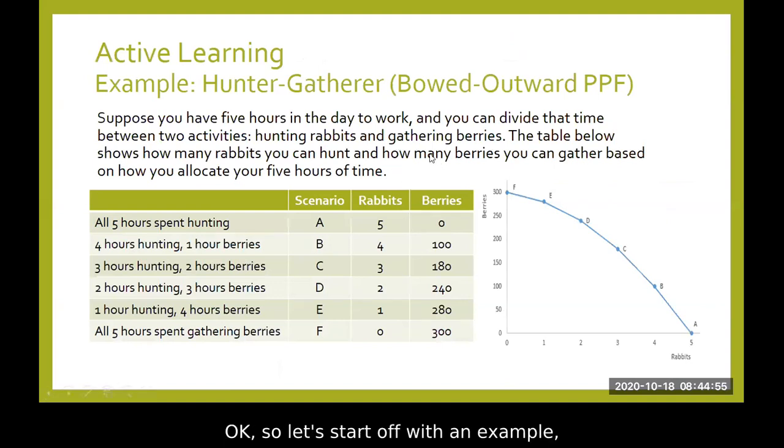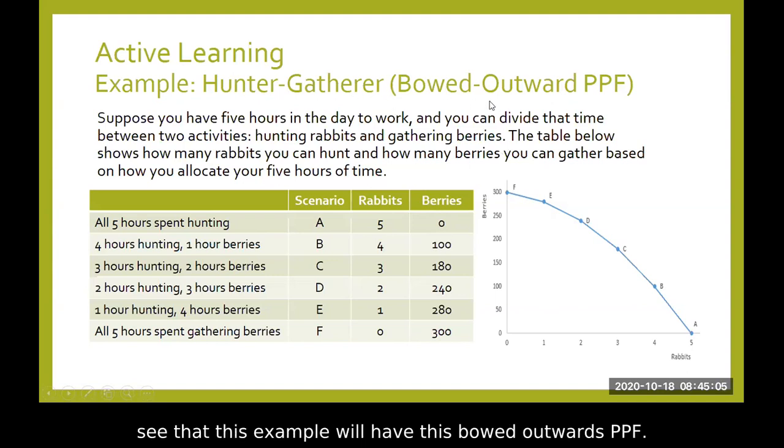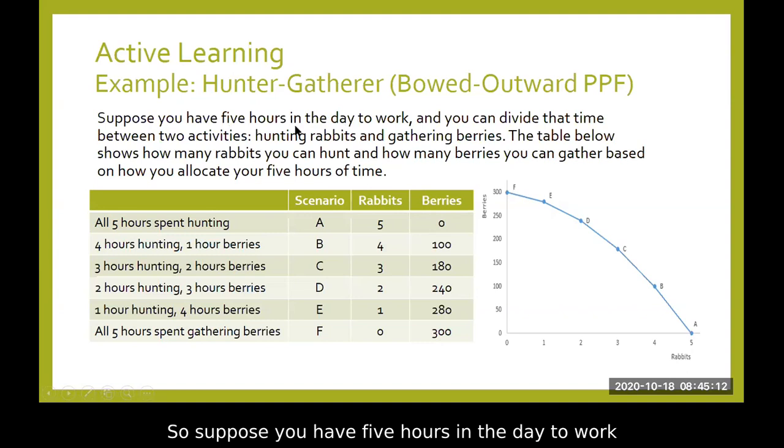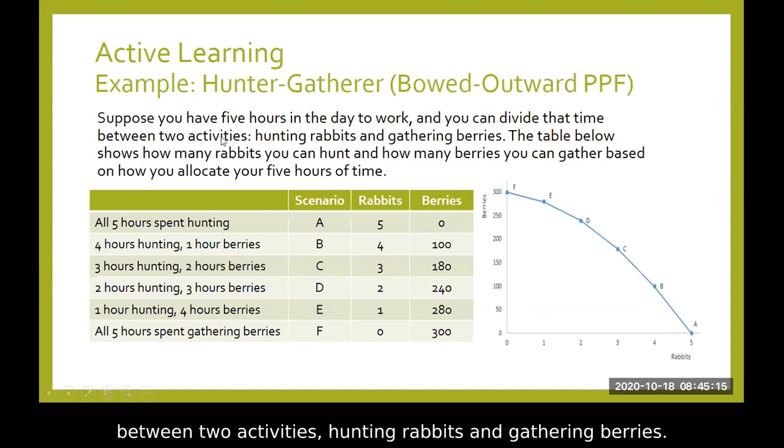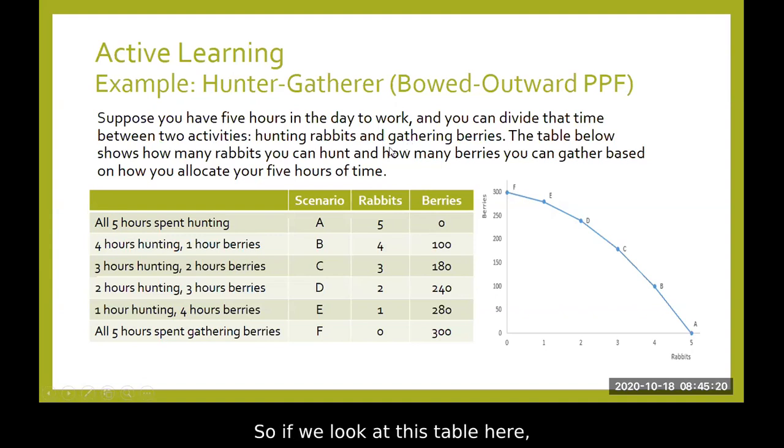Okay, so let's start off with an example, and this is the hunter-gatherer example. As we plot these points, we'll see that this example will have this bowed outwards PPF. Suppose you have 5 hours in the day to work, and you can divide this 5 hours between two activities, hunting rabbits and gathering berries. This table shows how many rabbits we can hunt and how many berries we can gather based on how we're allocating the 5 hours of time.